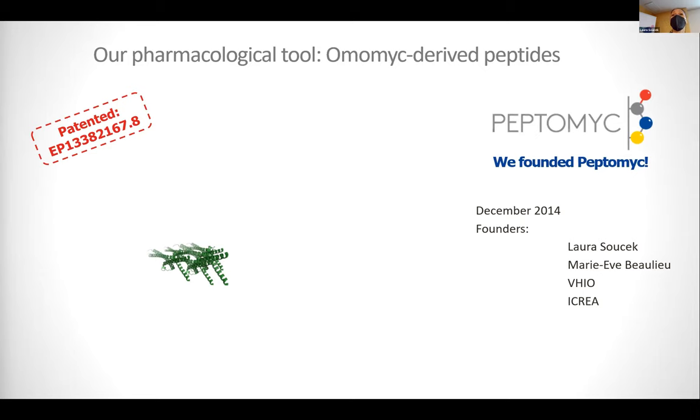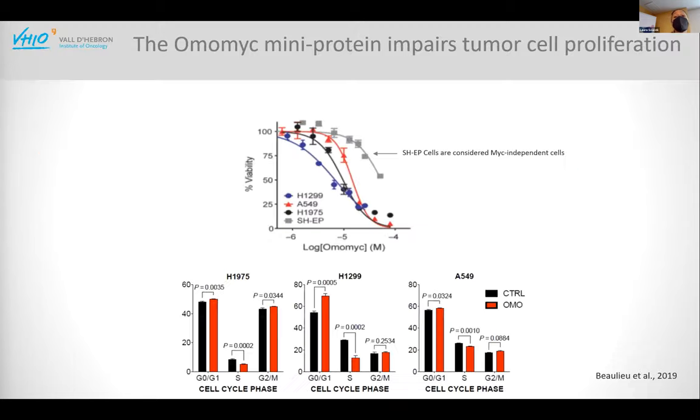So I was able to show novelty compared to the state of the art because people didn't believe that this could happen. So in December 2014, so beginning of 2015, with Mariav, we founded Peptomic, which is this spin-off company from the lab to develop this for use in patients. But we had to show what this mini protein was able to do. So we looked at it in cells first. These are non-small cell lung cancer cells mostly, but we did it in different cancer cells.